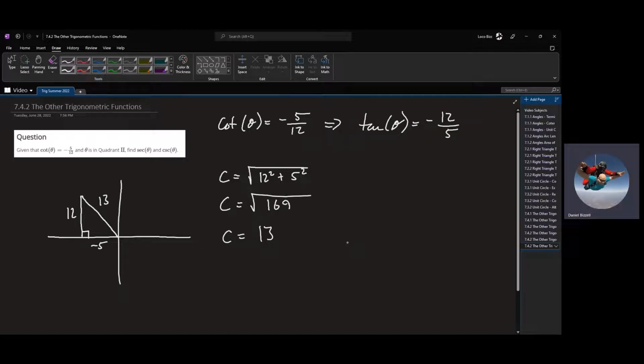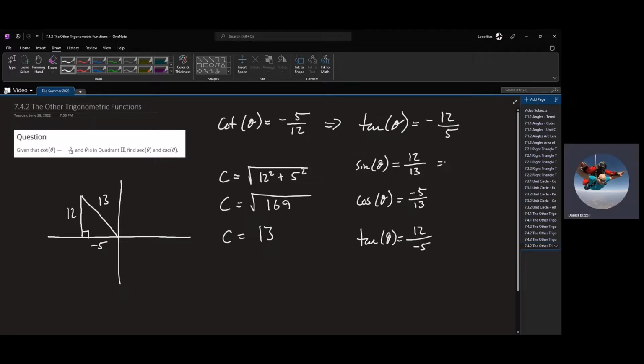Now that we have all three sides of our triangle, we can go ahead and fill in all of our trig ratios, not just the two that it's asking for. So sine of theta is our opposite over our hypotenuse, so 12/13. Cosine of theta is -5/13, which is our adjacent over our hypotenuse. Tangent of theta is the opposite over the adjacent, so 12/-5, which is what we figured out earlier.